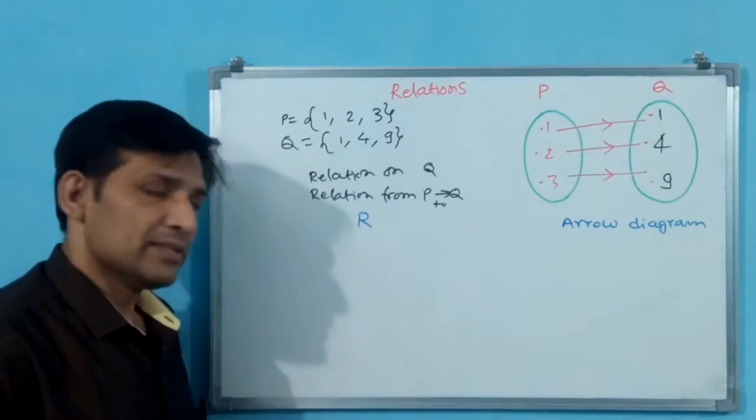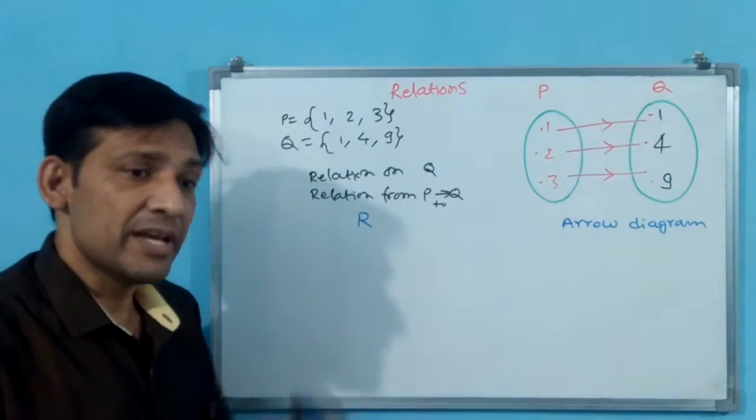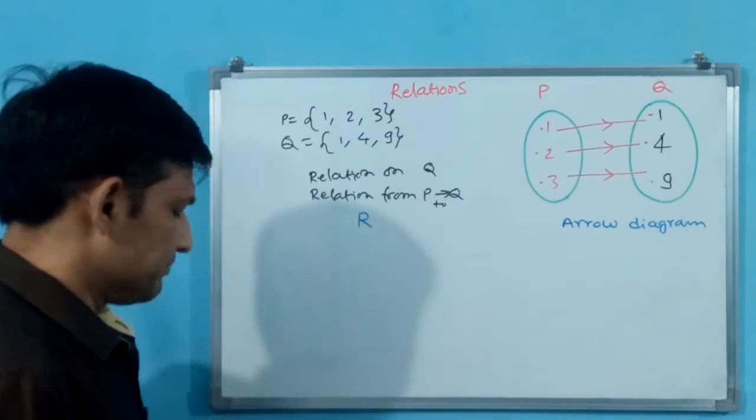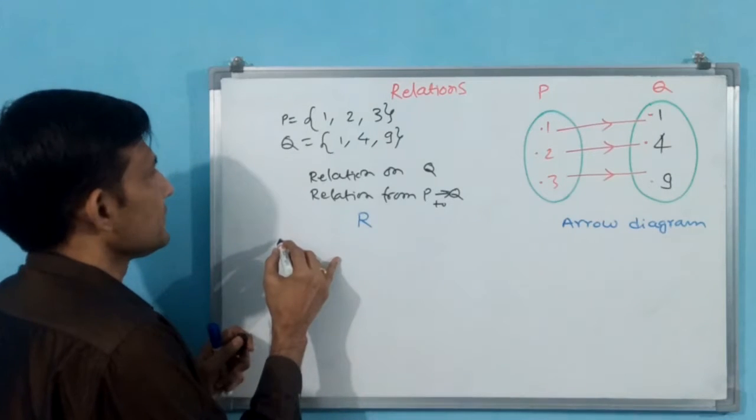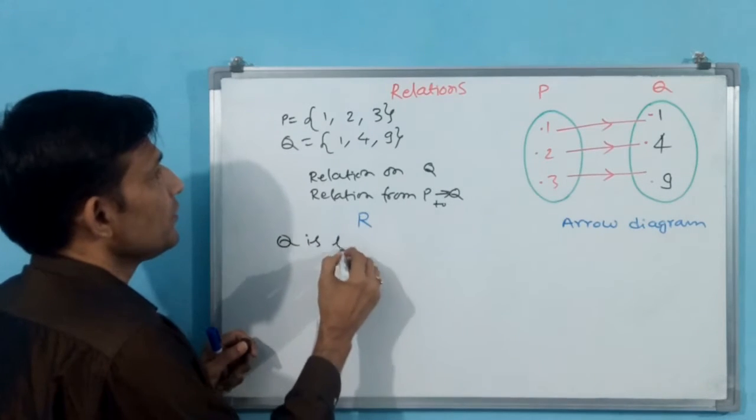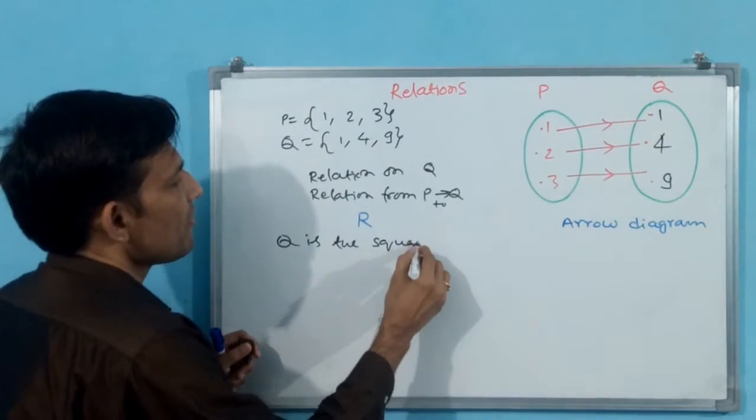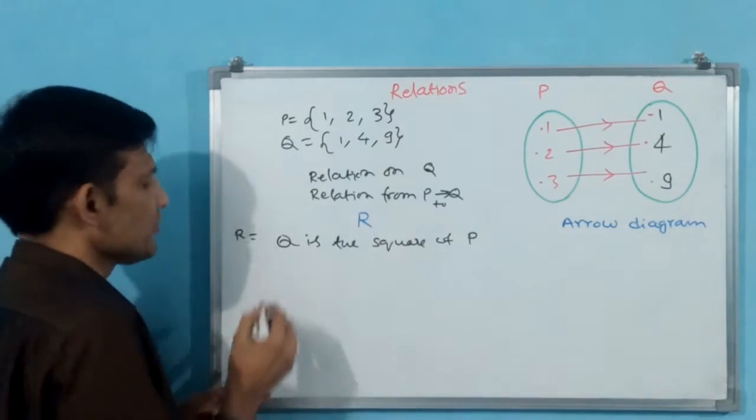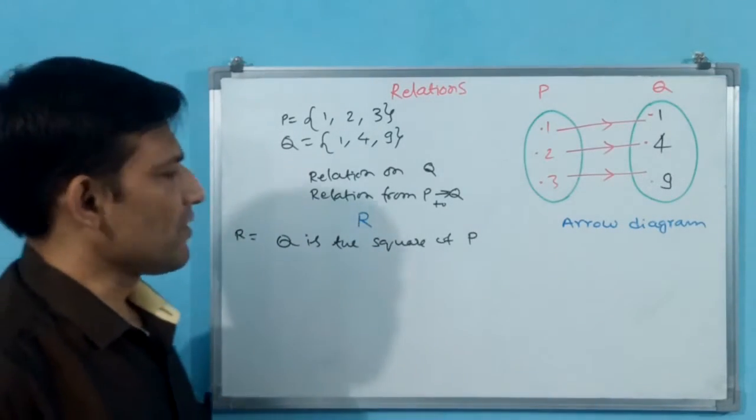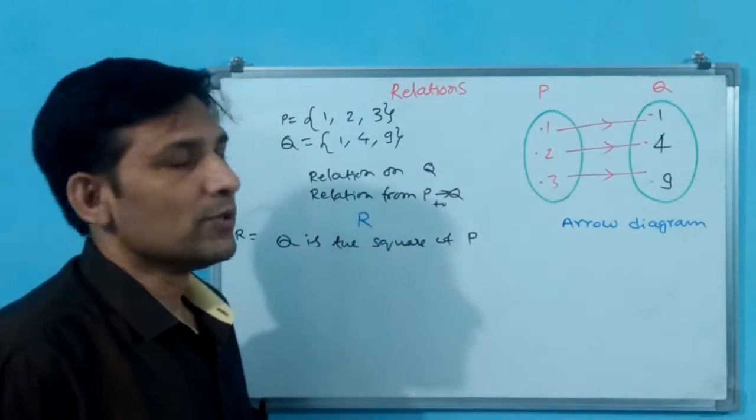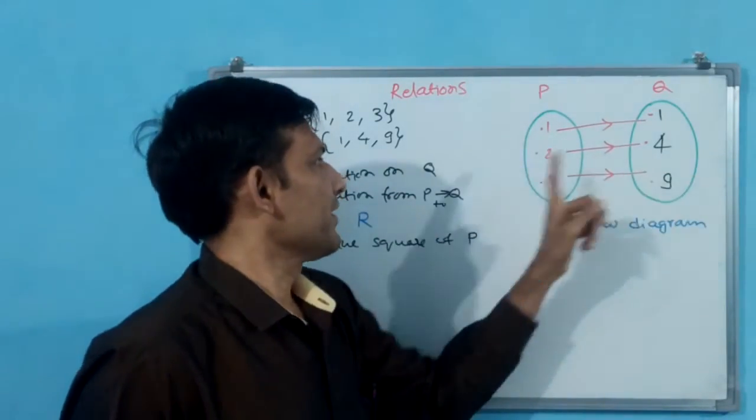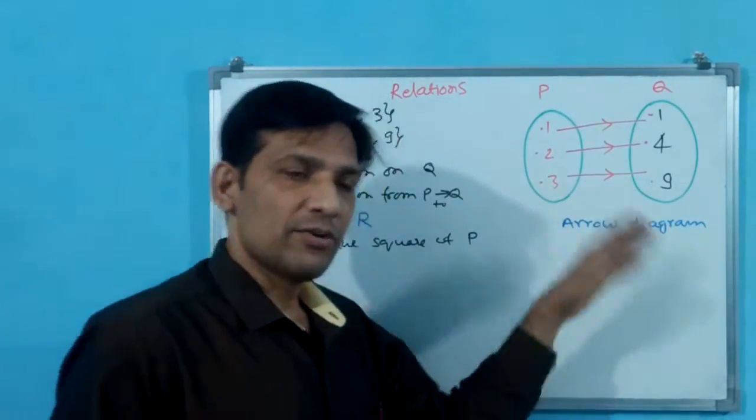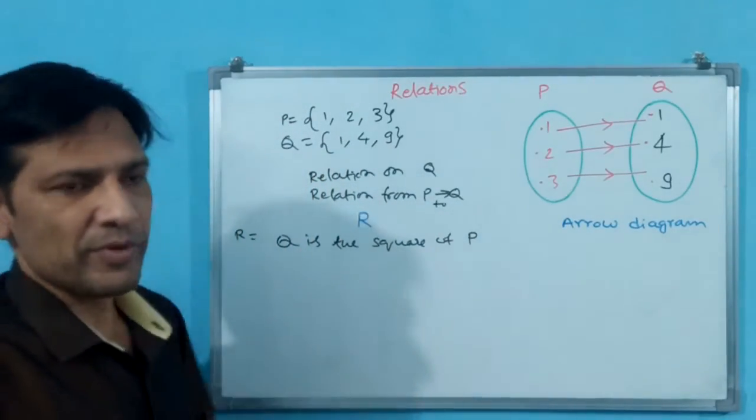How to define a relation? See, different definitions will be there, depending on the situation. Here I can say Q is the square of P. This is the relation. Relation R is equal to Q is the square of P. If you see here Q, 1 square, 2 square, 3 square. See, these relations may change according to the situation, whatever the examiner gives.